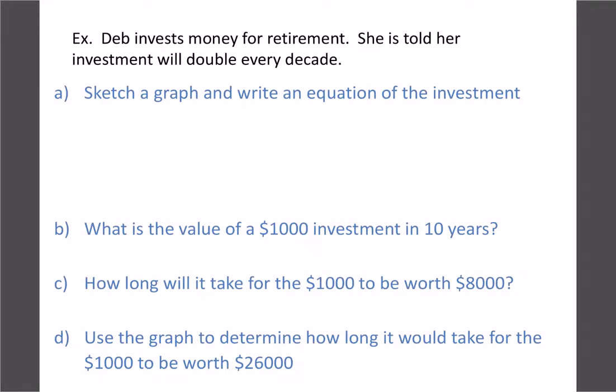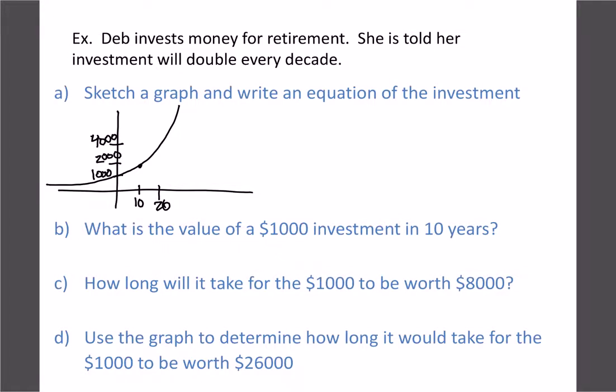Last example is sort of a real life application. So in this case it says we're going to put money in and it's going to double every decade. So that means at time 0, we put in $1,000, and we know that it's going to double. So our graph would be an increasing graph, so that means in 10 years we would be doubled, we'd be at 2,000, and then in 20 years we'd be up to 4,000, and so on.